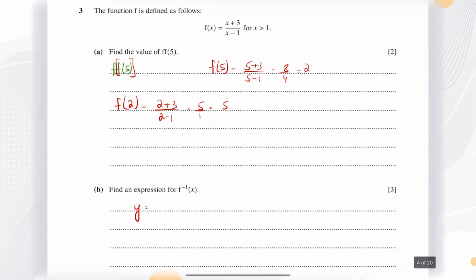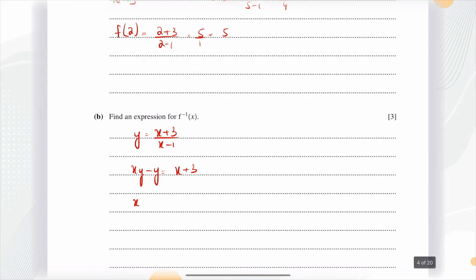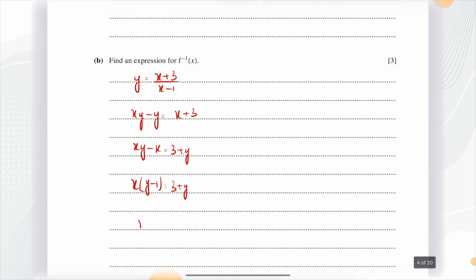Yes, sir. And then we find the inverse, for which we set it equal to y, and we cross multiply, so you have xy minus y, which is equal to x plus 3. Now we get all the x's on one side, so xy minus x equals 3 plus y. Take x common, you have x(y minus 1) equals 3 plus y. x is equal to 3 plus y over y minus 1. And then you do the final step, which is f inverse of x equals 3 plus x upon x minus 1. And there you go. That's your answer.